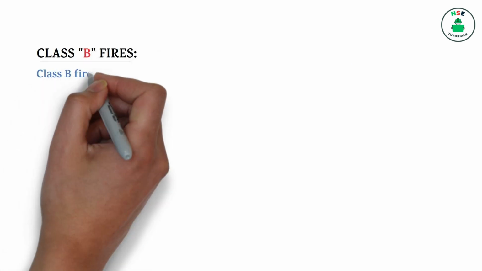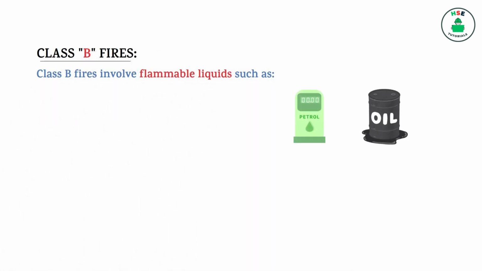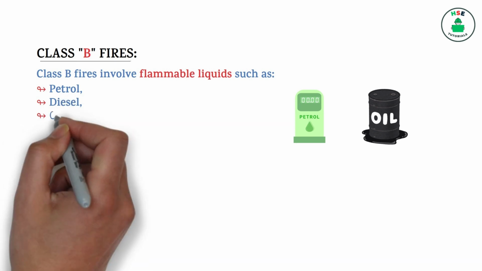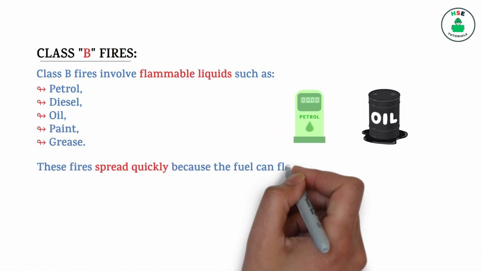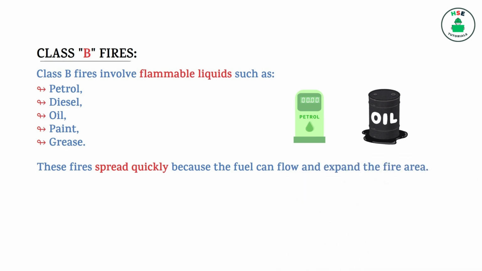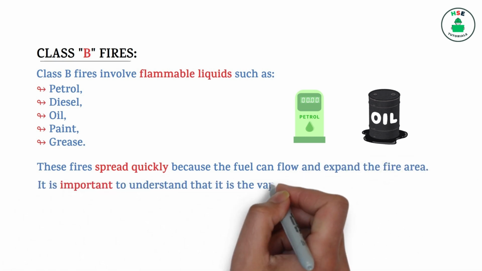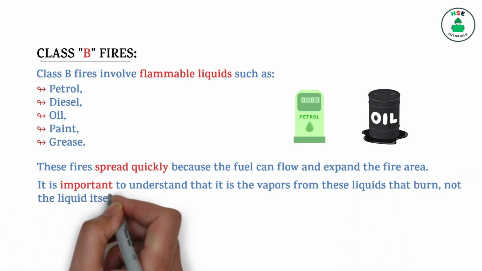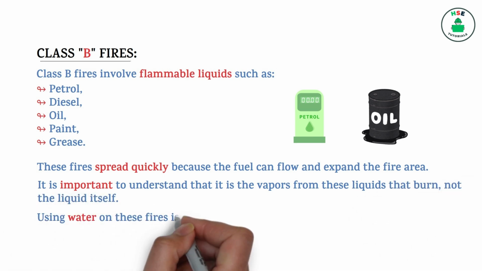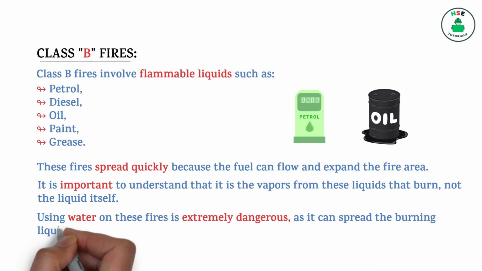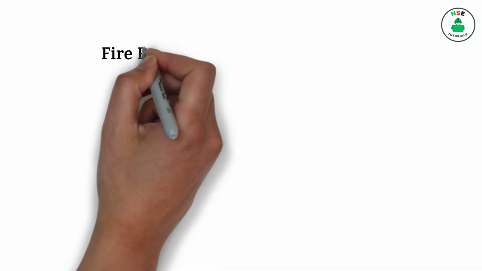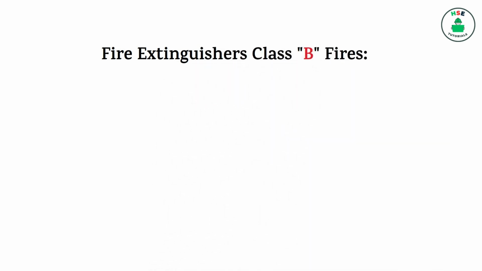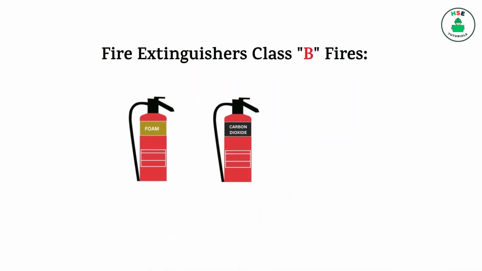Class B fires. Class B fires involve flammable liquids such as petrol, diesel, oil, paint, and grease. These fires spread quickly because the fuel can flow and expand the fire area. It is important to understand that it is the vapors from these liquids that burn, not the liquid itself. Using water on these fires is extremely dangerous, as it can spread the burning liquid and intensify the fire. Suitable fire extinguishers for Class B fires include foam, carbon dioxide, and dry chemical powder extinguishers.